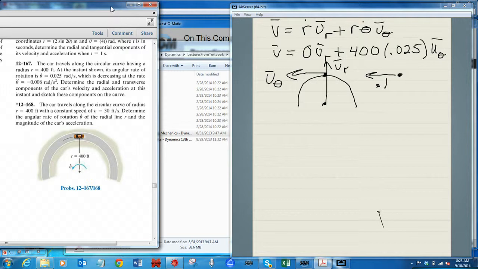Okay. How about we accelerate? Yes. He multiplied in my head, and I did it wrong. I multiplied 400 times 0.025. Did I get it right?